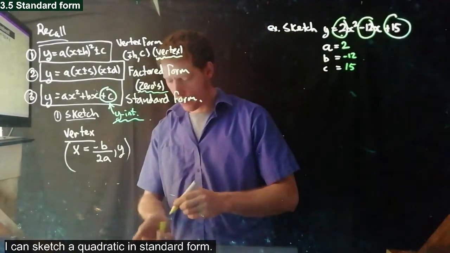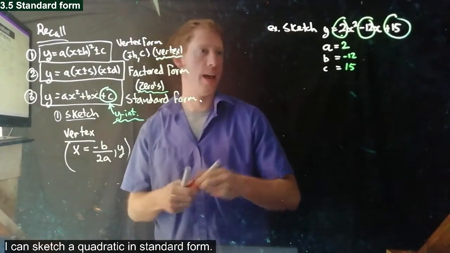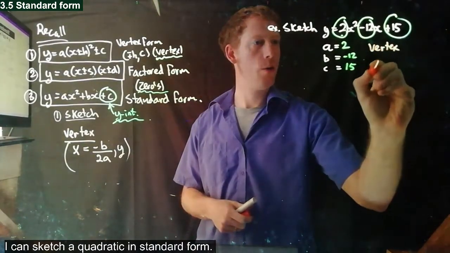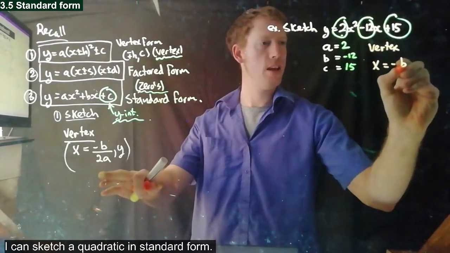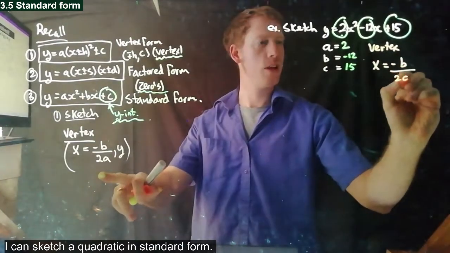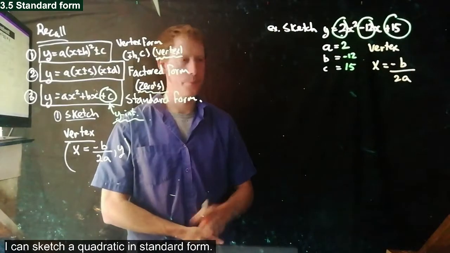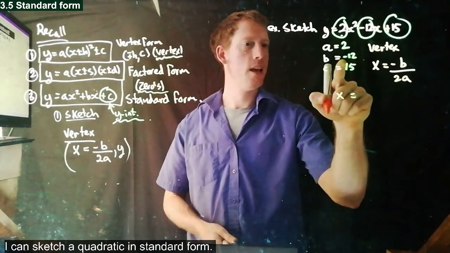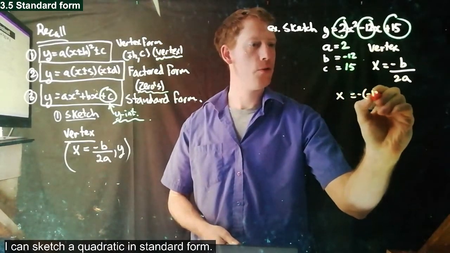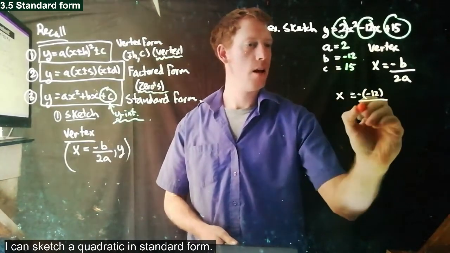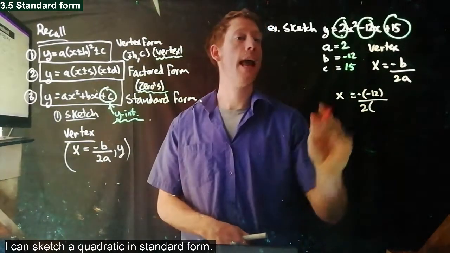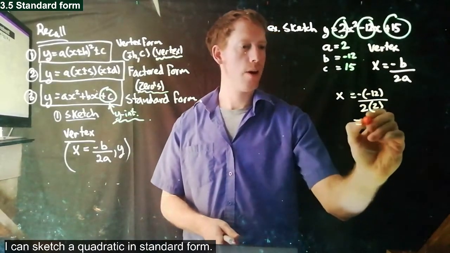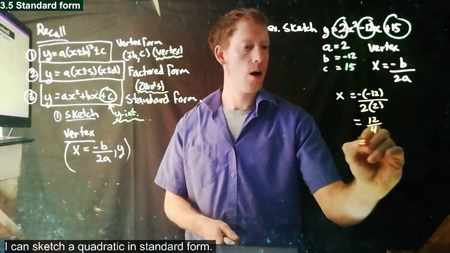Okay? So if I want to find out the vertex, we know that the vertex x location is going to be equal to, write the equation down, negative b over 2 times a. Therefore, x is going to be equal to negative b, so negative negative 12, over 2 times a, which is 2. So we're going to have 12 divided by 4, we get 3.